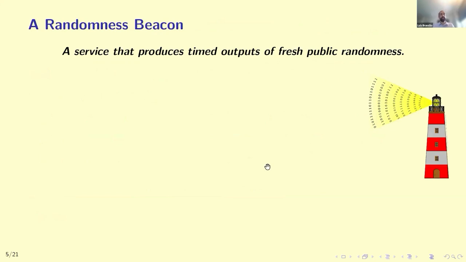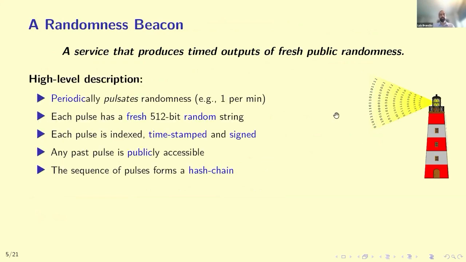Okay, so what do we consider as a randomness beacon? In a succinct sentence here with many keywords, we consider this to be a service that produces timed outputs of fresh public randomness. Let's parse this a little bit. So this is a service that periodically pulsates randomness. We call it pulsates because we sometimes call beacon pulses the packets of randomness. Each pulse has a fresh 512-bit random string.